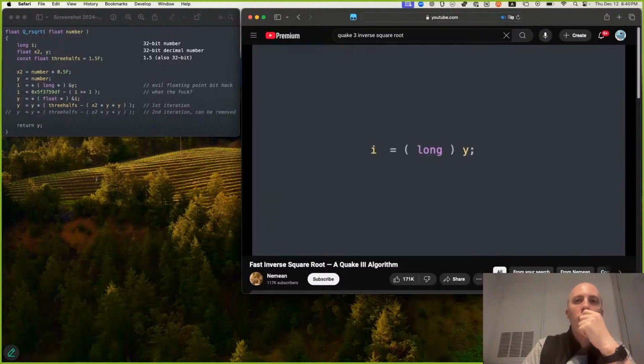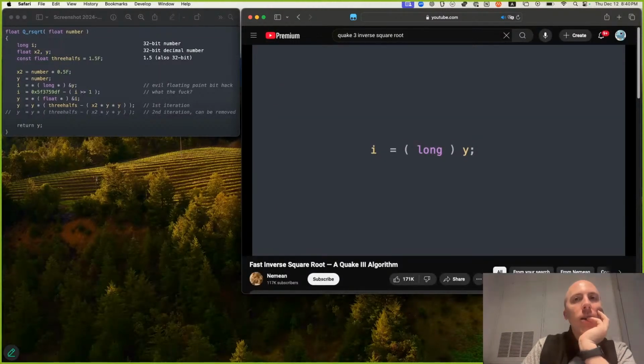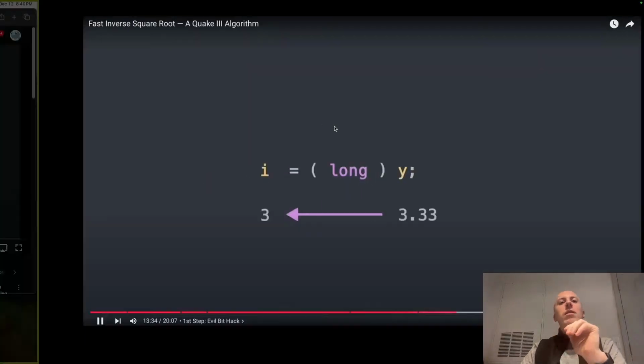C, as pretty much all programming languages do, provides a way to convert from a float to a long. This conversion does what most programmers needed to do, namely convert from a decimal number to an ordinary integer as best as it can do. So if we give it a float like 3.33, it converts it to an integer, in this case 3. But this is not the conversion we need here.